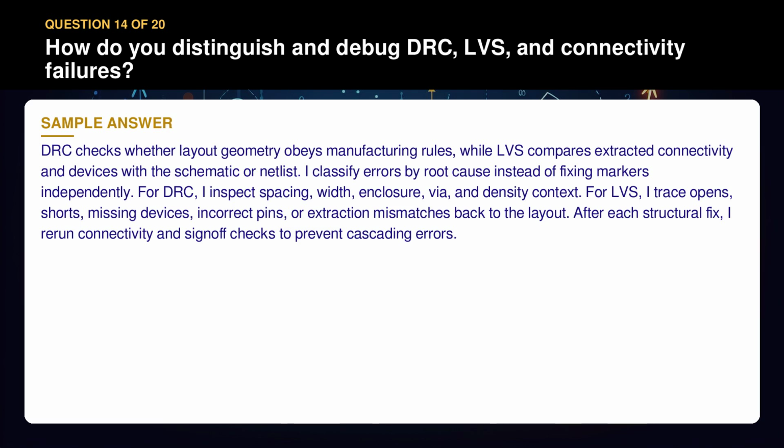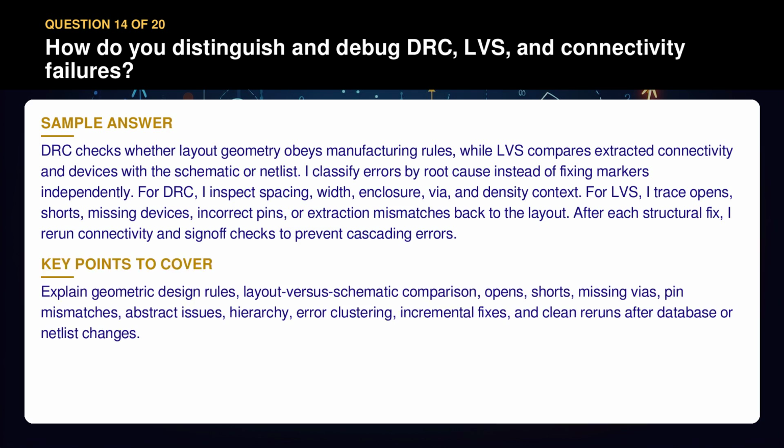For LVS, I trace opens, shorts, missing devices, incorrect pins, or extraction mismatches back to the layout. After each structural fix, I rerun connectivity and signoff checks to prevent cascading errors. Explain geometric design rules, layout versus schematic comparison, opens, shorts, missing vias, pin mismatches, abstract issues, hierarchy, error clustering, incremental fixes, and clean reruns after database or netlist changes.